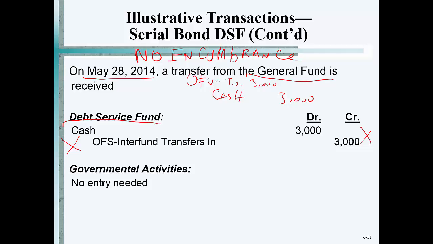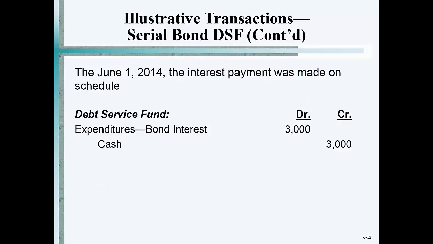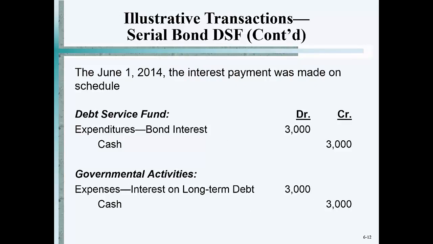Yes, we set up the appropriation and the estimated transfers in, but we don't have to do anything with the encumbrance. Okay, so the money comes into the debt service fund, and now they're going to use that money to do what? To pay the interest. They debit expenditure, bond interest. They credit the cash, right? The debt service fund's doing its job. Isn't the point of these funds to show that money's being spent for the intended purpose? Isn't that what's happening? Yes, sir.